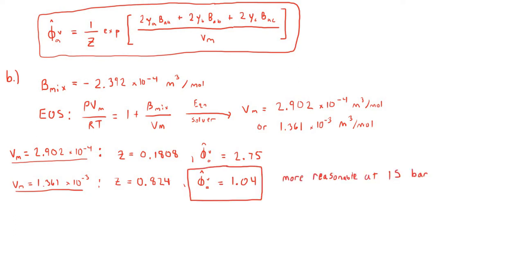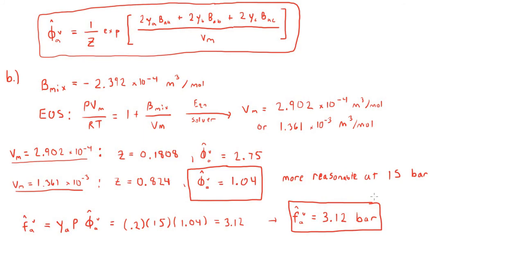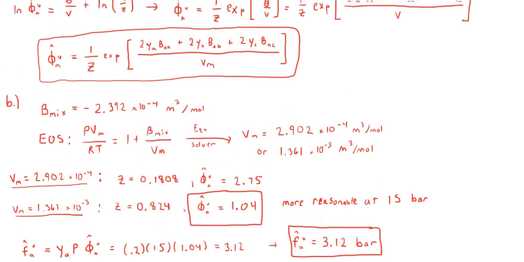Now to get the fugacity of A in the mixture, all we're going to do is multiply the fugacity coefficient by the partial pressure of A. We get as our final answer for the fugacity of A in the mixture is 3.12 bar. Now for part C.